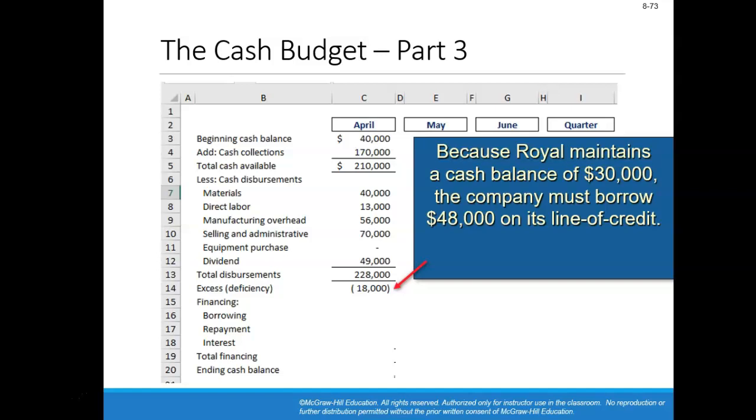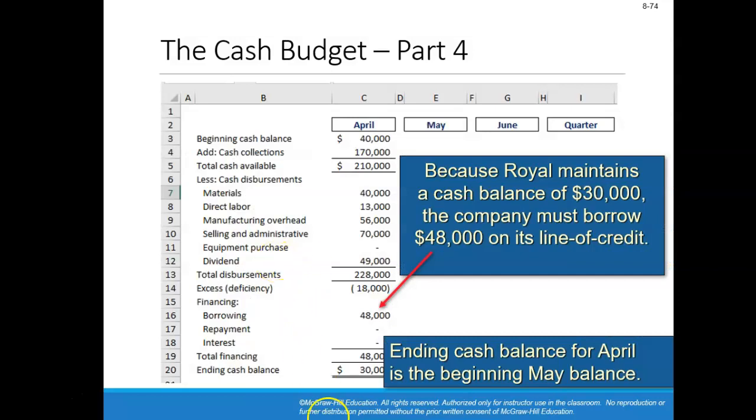Now, also keep in mind that we said we want to maintain an ending cash balance of $30,000. In order to do that, we need to borrow $48,000 from our line of credit because we have a deficiency of $18,000, and we want to have $30,000 in cash available at the end of the accounting period. So once you borrow the $48,000, you will have $30,000 remaining at the end of the month of April.